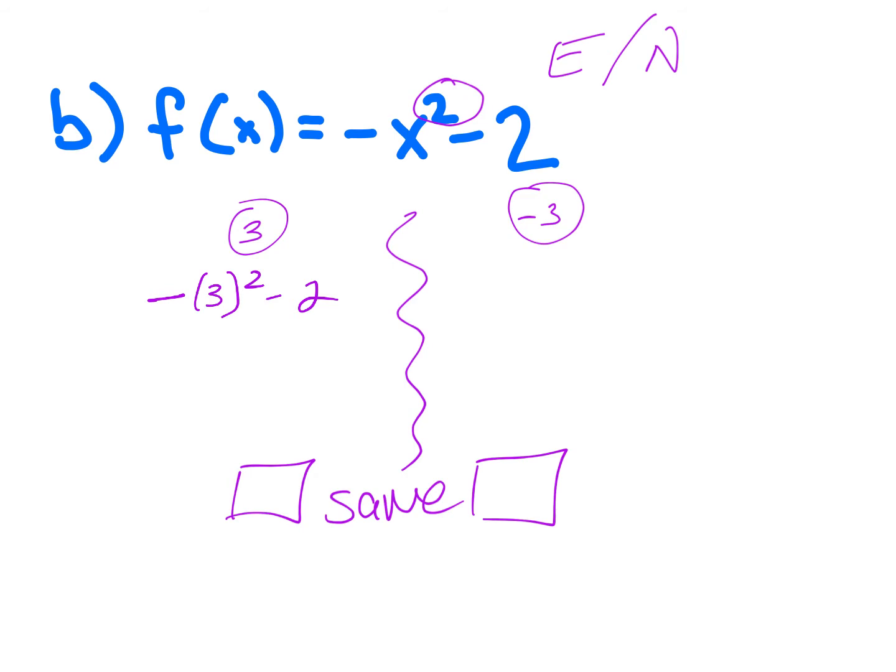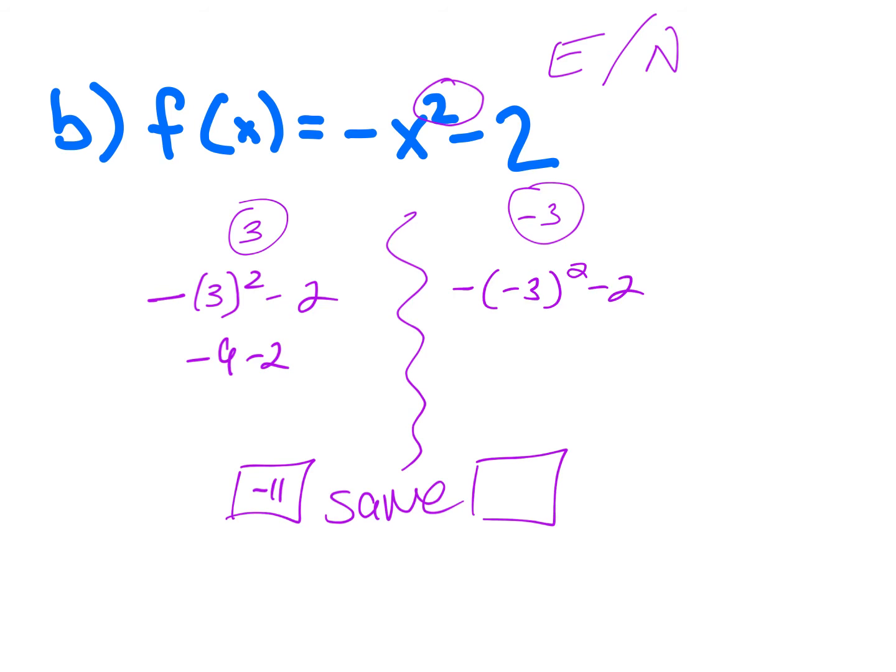What's 3 squared? 9. Then I have that negative with it. Minus 2 gives me negative 11. You're not squaring negative 3 there. You're squaring the 3, then putting the negative in front of it. Here I have negative 3 squared minus 2.